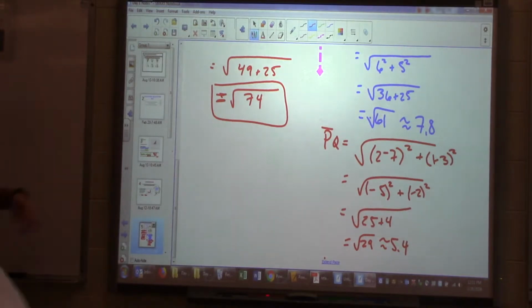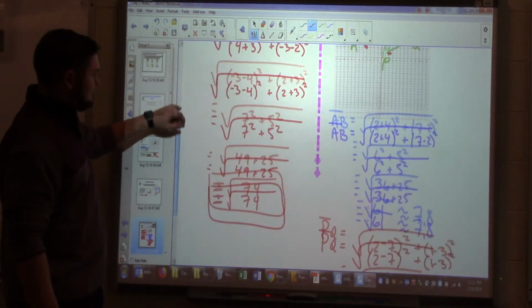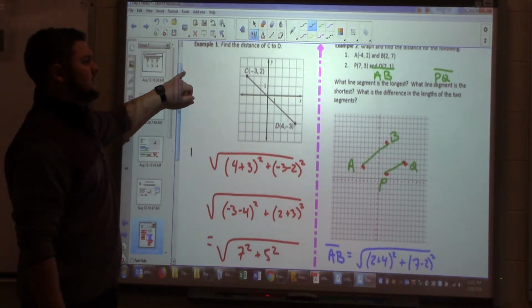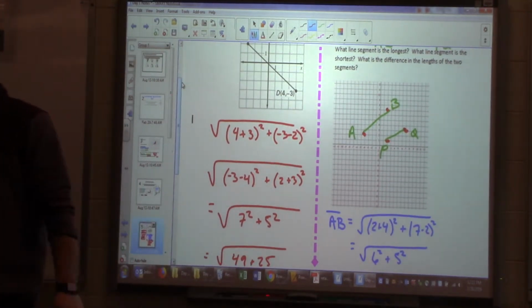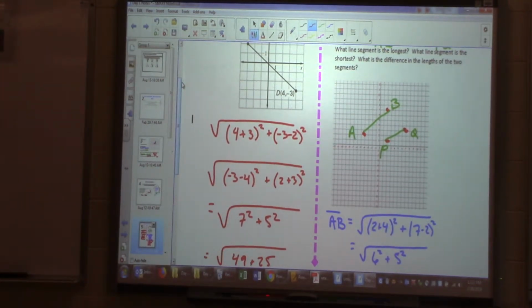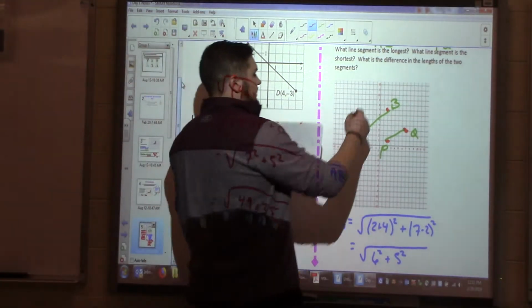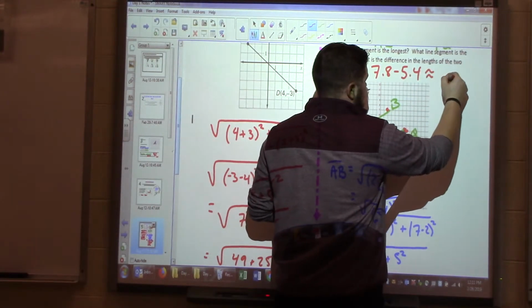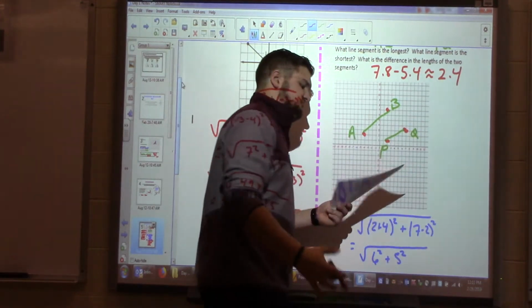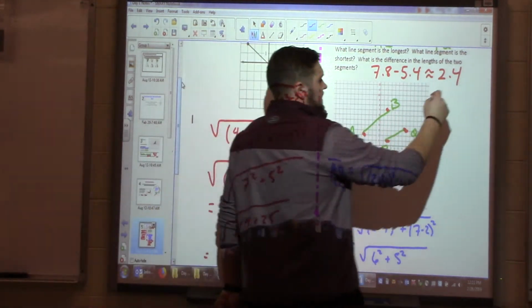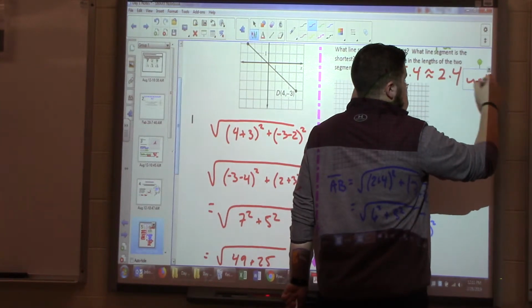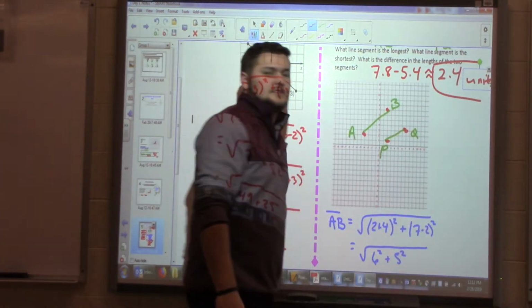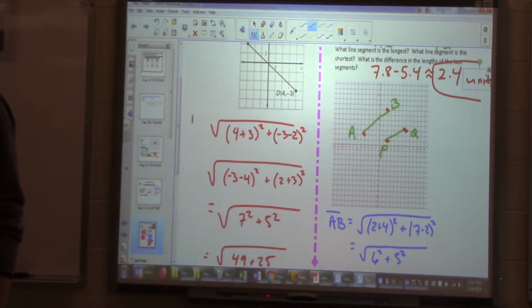So let me look at that third question. What is the difference in lengths of the two segments? Well, Jalen, welcome back. How do we find that? Just subtract them, right? The difference. So I'm going to go 7.8 minus 5.4, approximately 2.4 units, right? Doesn't tell us a unit. Pretty easy. So, finding distance from 2 points.